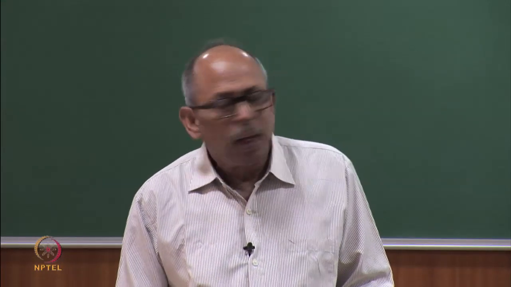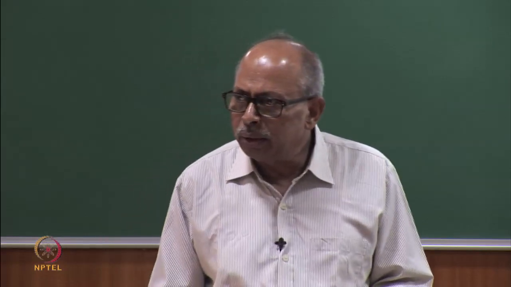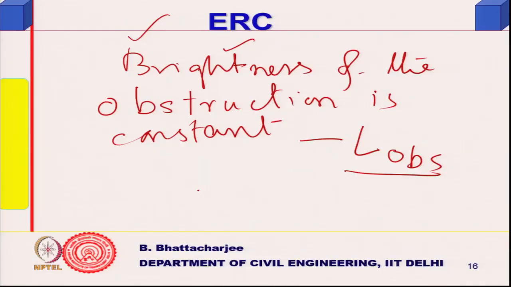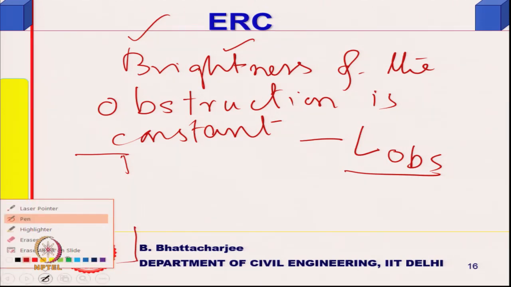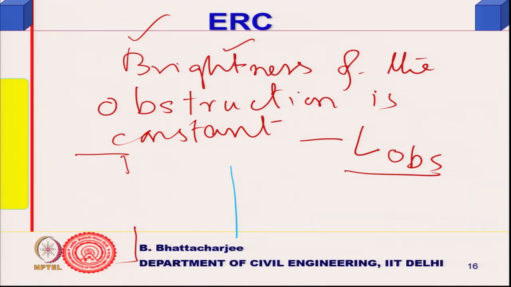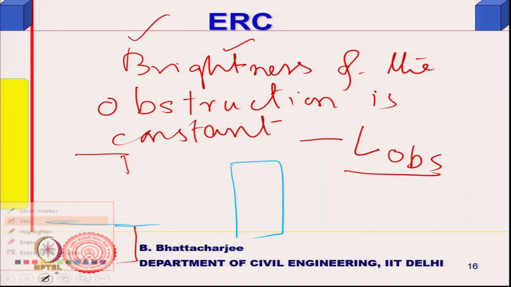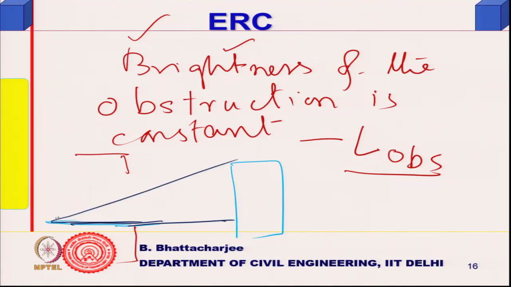Then supposing now my obstruction is there, I know the obstruction area. For example, I was just telling you earlier that this is my room, the window is somewhere here, right, and the building is somewhere there. This is my working plane, and this is my point. So this portion will contribute to the externally reflected component, right?